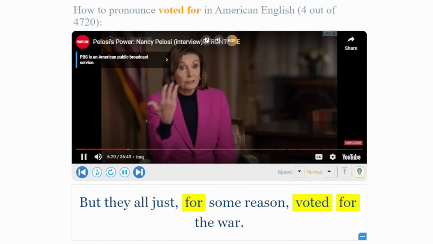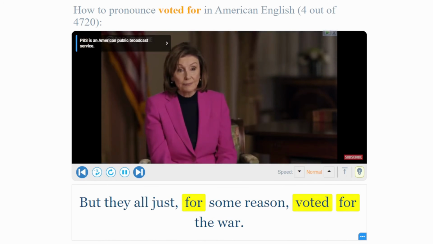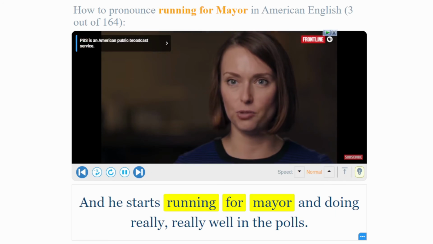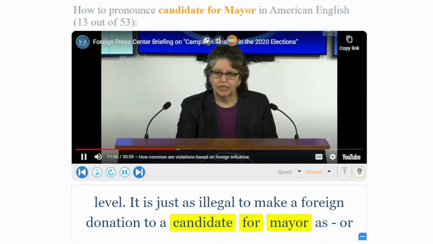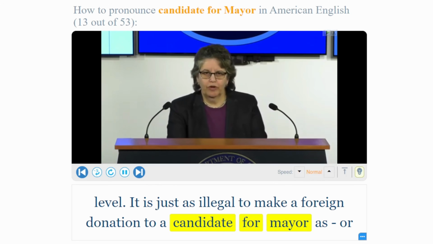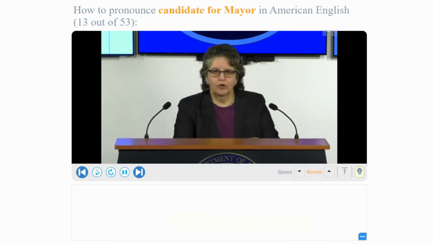So nearly a third of these students voted in an election. But they all just, for some reason, voted for the war. And he starts running for mayor and doing really, really well in the polls. It is just as illegal to make a foreign donation to a candidate for mayor or a sheriff as it is for the presidency.